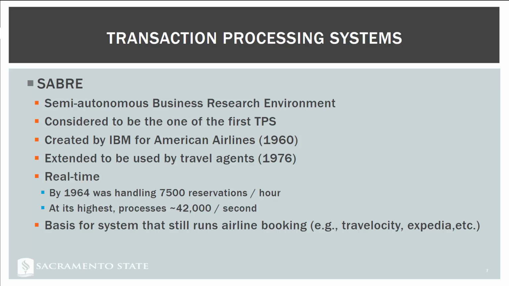So even 4 years after its initial inception, when it was first created, it was already handling over 7,500 reservations per hour, which for the 1960s is an exceptional amount of transactions. And at its highest, the original SABRE system processed about 42,000 transactions per second, which is quite a few transactions. Now, SABRE's been spun off, it's slightly changed over time, but the basic ideas behind SABRE and even part of the system still remain and still run some of the online booking for airlines such as Travelocity and Expedia.